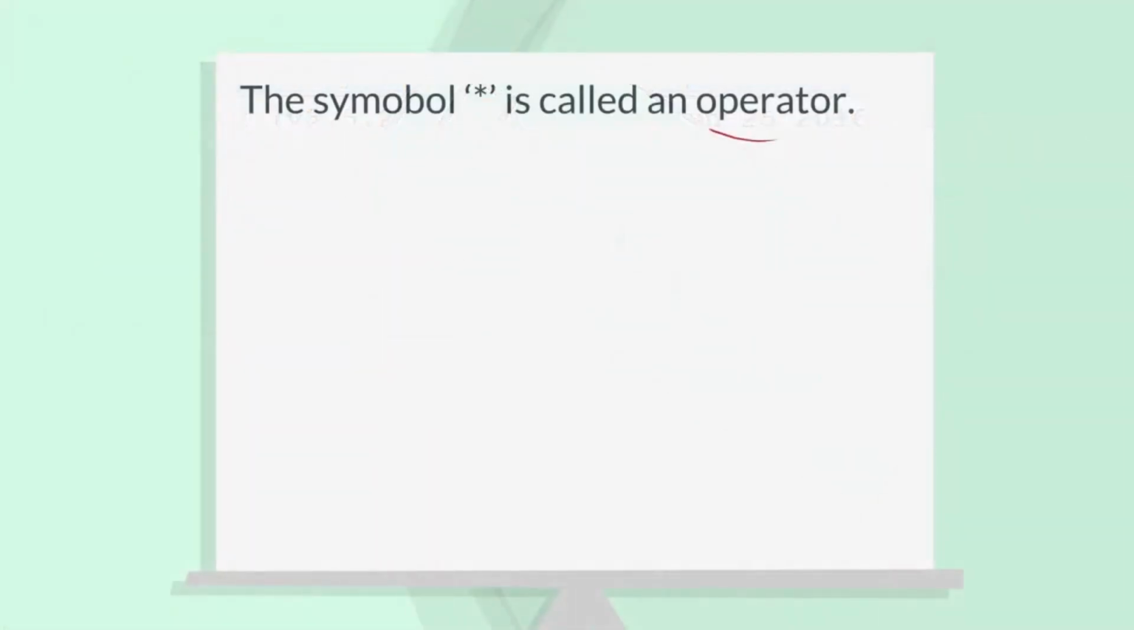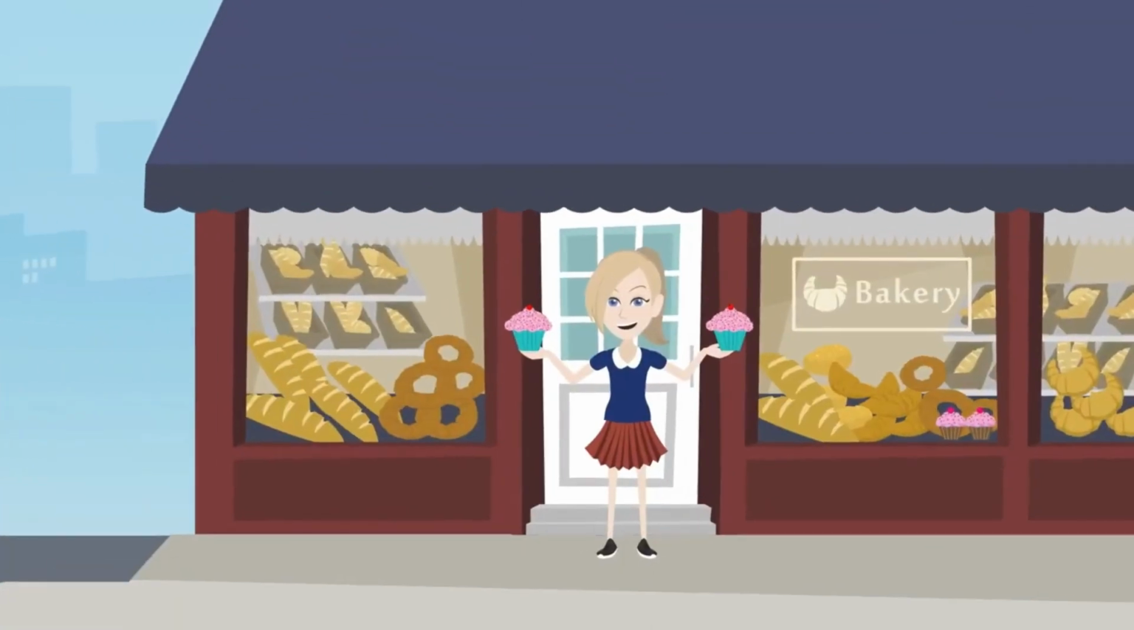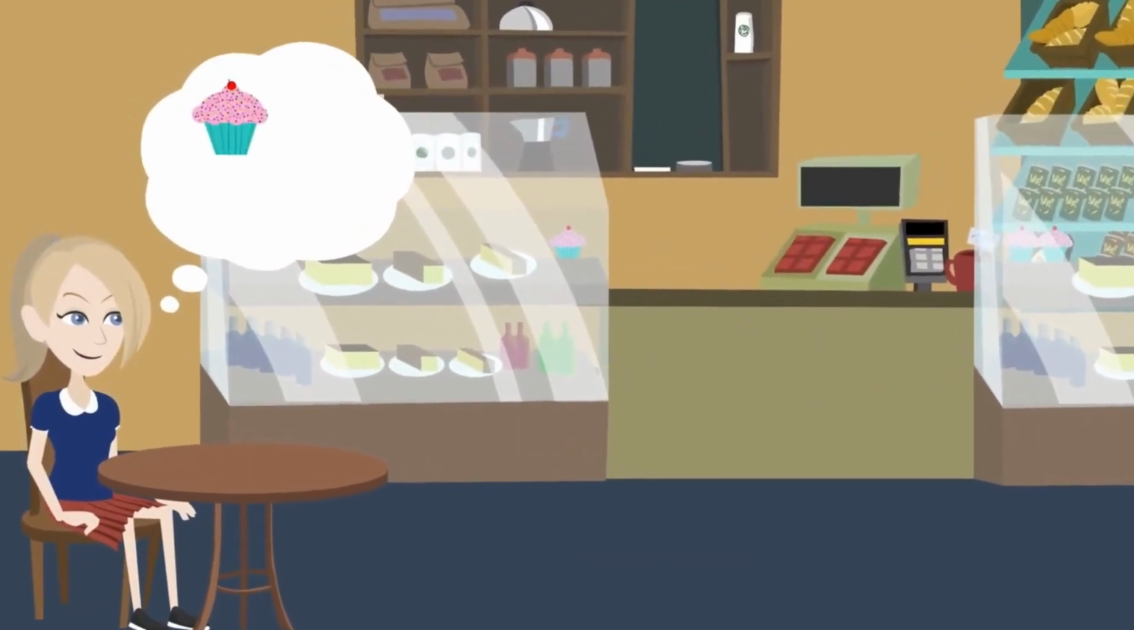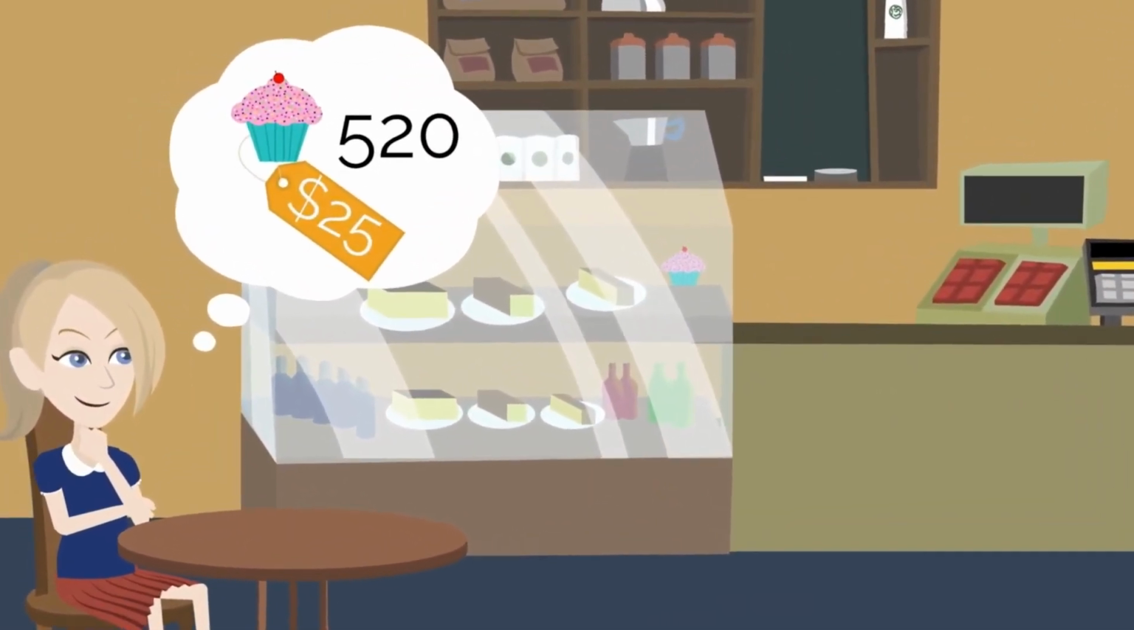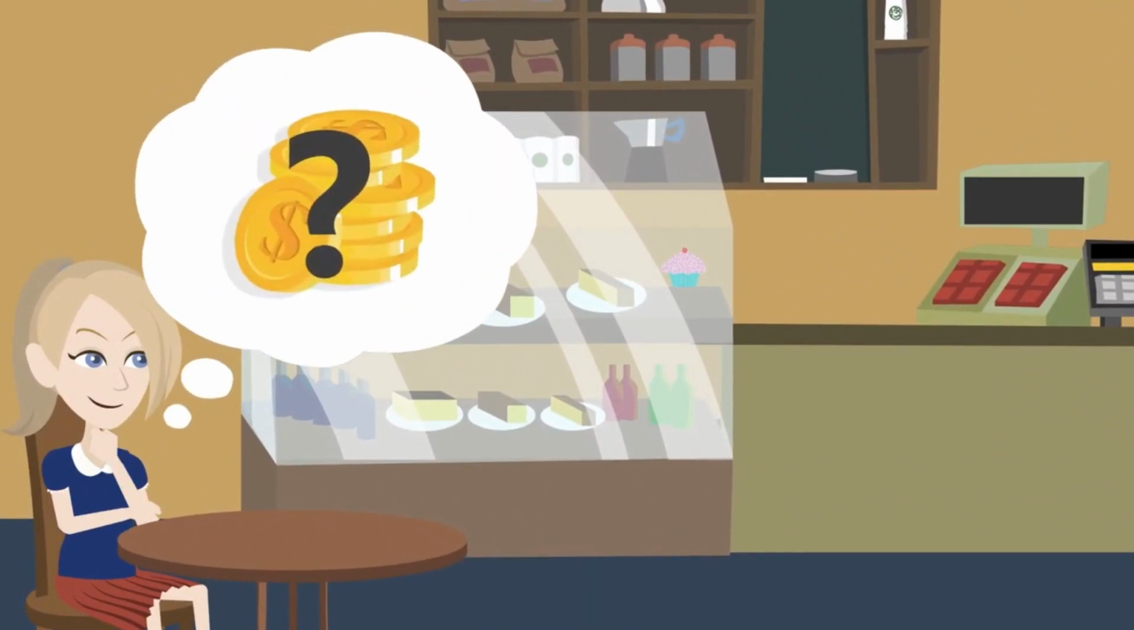The symbol asterisk is called an operator. Look at the table to know which symbols Python uses for different operators. Now, let's take a realistic scenario. Let's say you own a patisserie and you sold about 520 cupcakes, each costing $25. How much money would you earn? Find it out on Python.